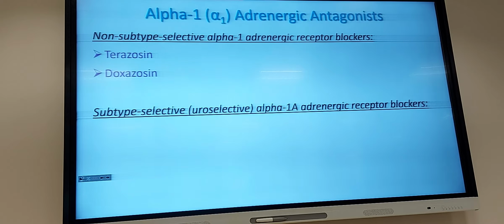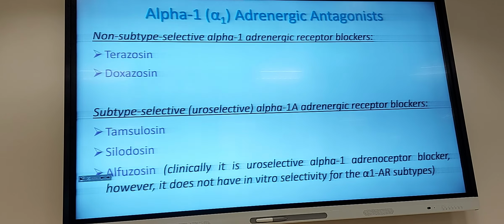And then you have subtype selective alpha 1A adrenergic receptor blockers. We also call them uroselective. So they are selective for alpha 1A. That's our concern. We are not much concerned about alpha 1B. So tamsulosin, silodosin, and alfuzosin. So if you use these drugs, will they relieve the urinary symptoms? Yes. Obstructive symptoms will be relieved.